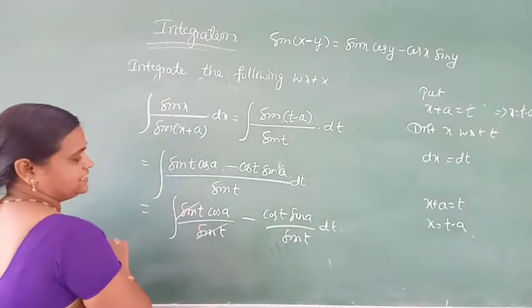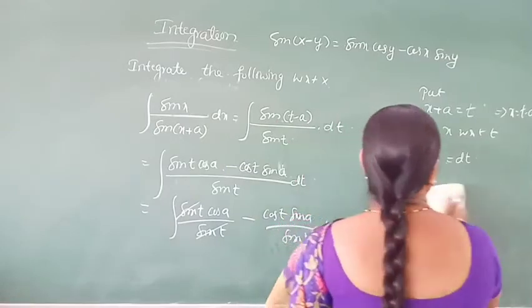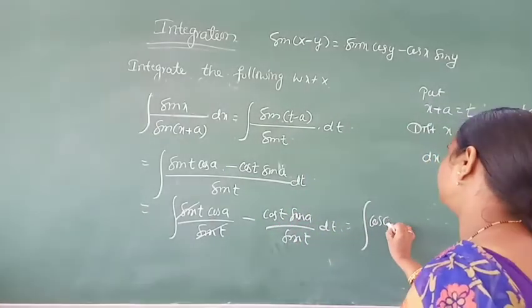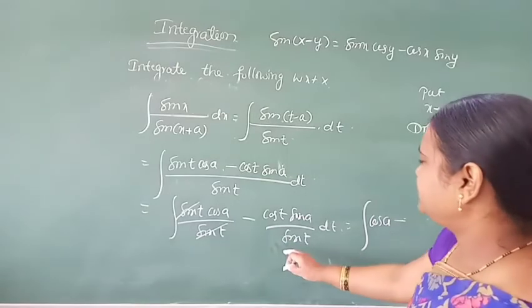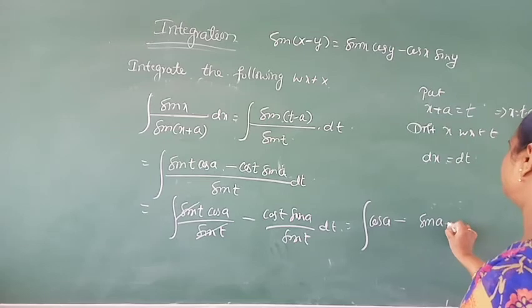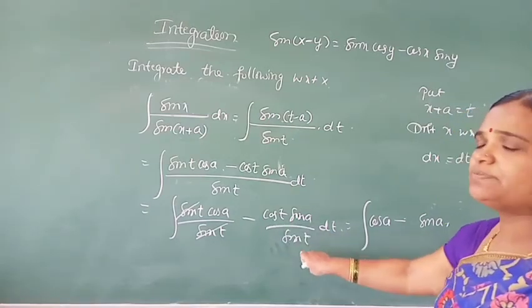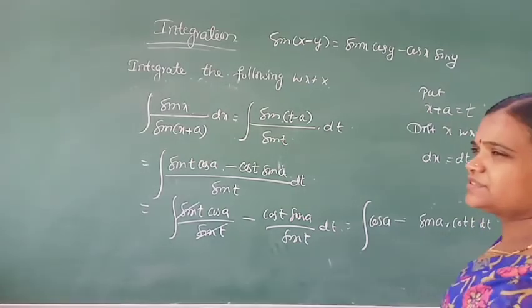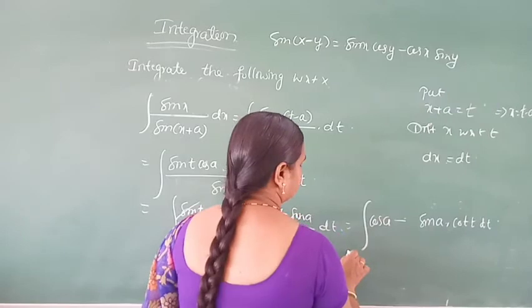Sin t cancels. And what is left is the integration of cos a minus sin a cos t by sin t. Cos by sin is what? Cot t. Cot t dt. Okay, and this one you can simplify.